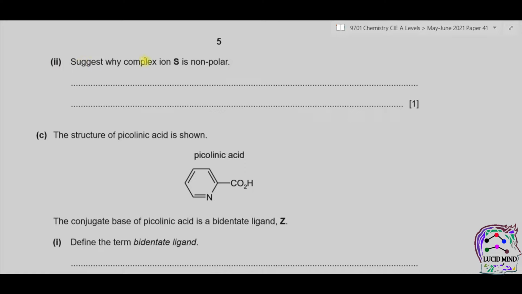Part 2 suggests why complex ion S is non-polar. Again it is a similar explanation. We have 2 chlorine atoms in S, positioned at a 180-degree angle. So the dipoles cancel out.